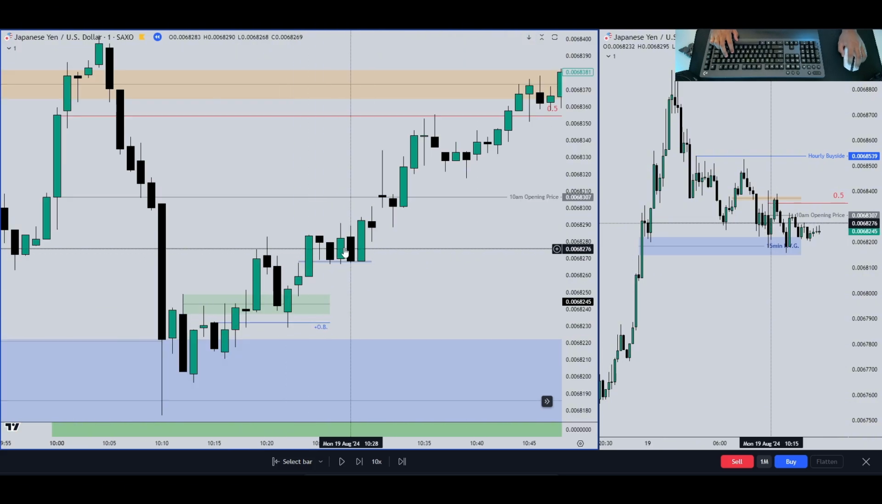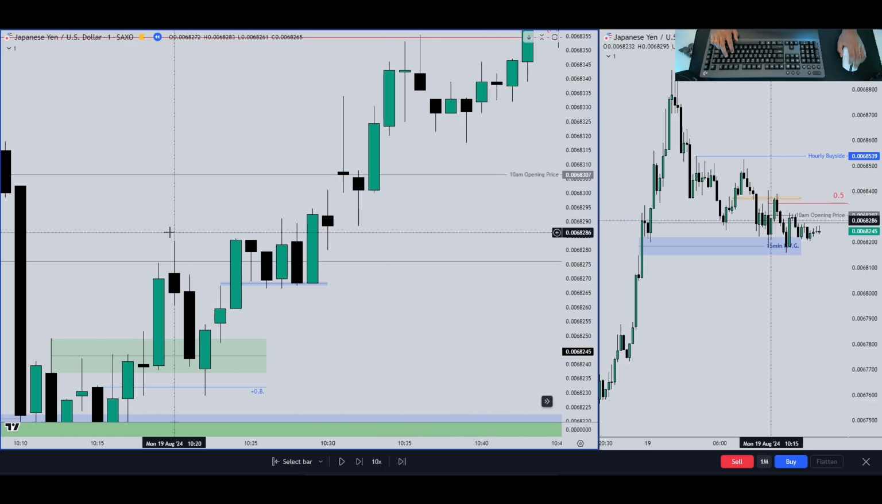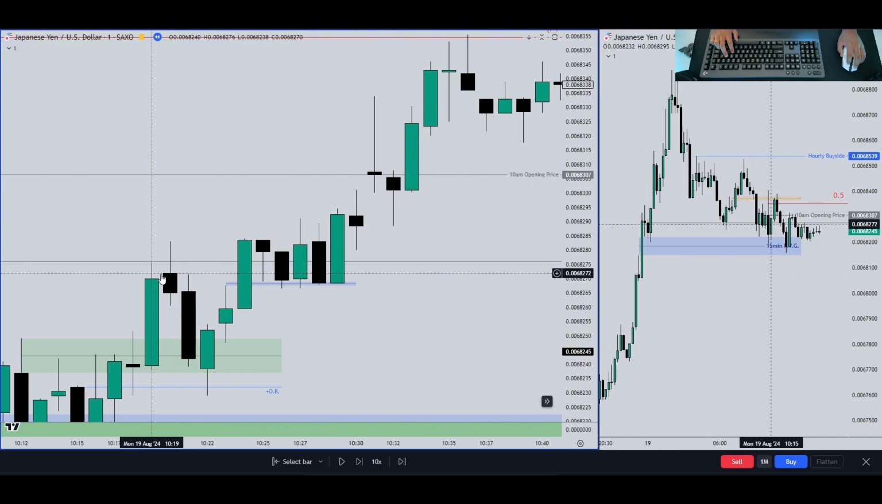And again, you might be saying, why would I want to enter, for example, there? Well, remember, you're still below 10 a.m. opening price and midnight opening price. But in addition, you also have a bullish order block.